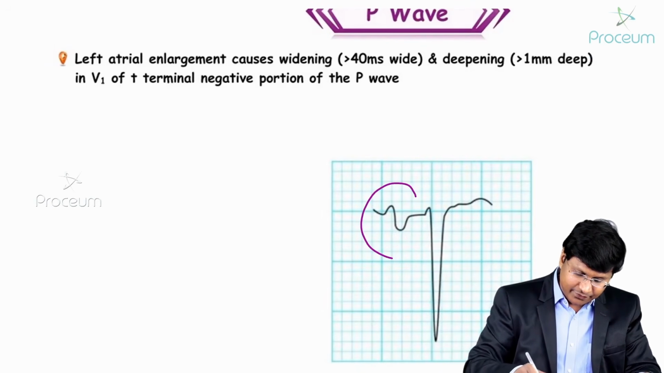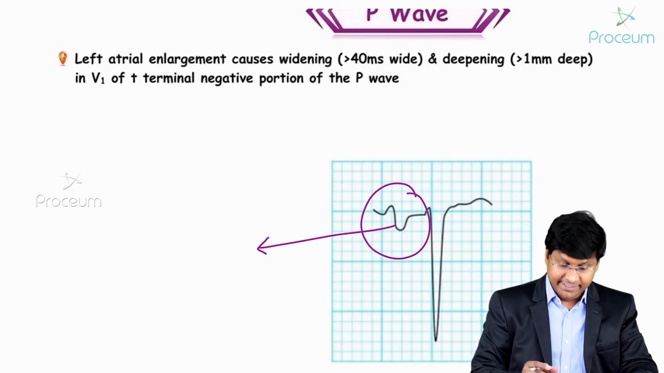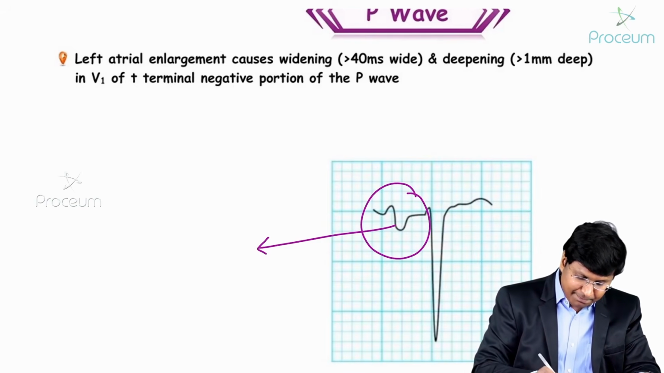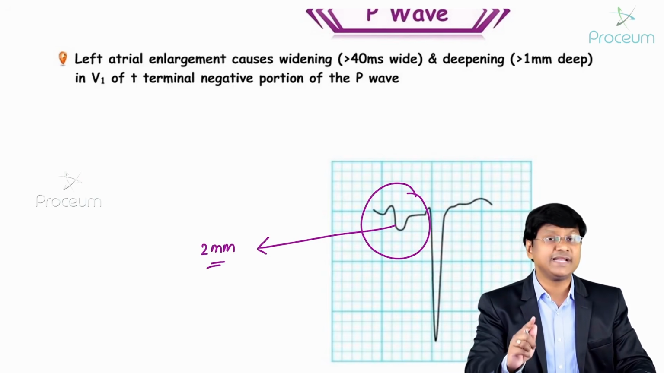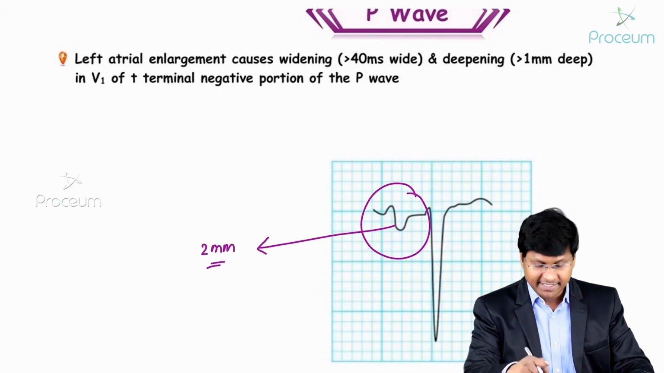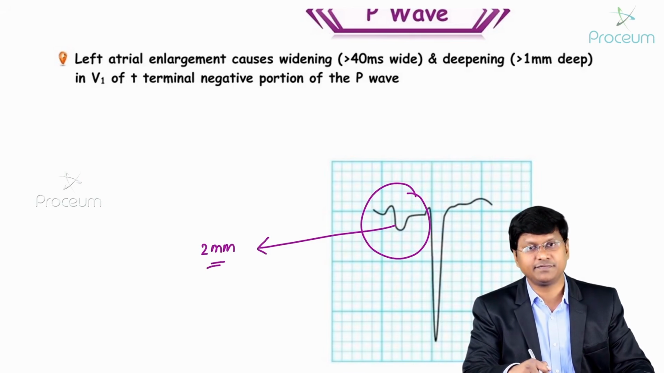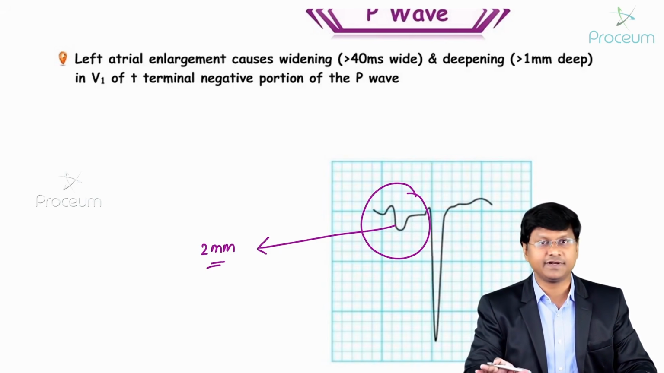Let me show you that. So this is in your lead V1. This is your P terminal force. The duration should be more than 40 milliseconds and the depth should be up to 2 mm. Normally it is only up to 1 mm. But in P terminal force, the depth of the second half of the P wave in lead V1 will be up to 2 mm. So these are the criteria of left atrial enlargement or left atrial abnormality and the P mitral.